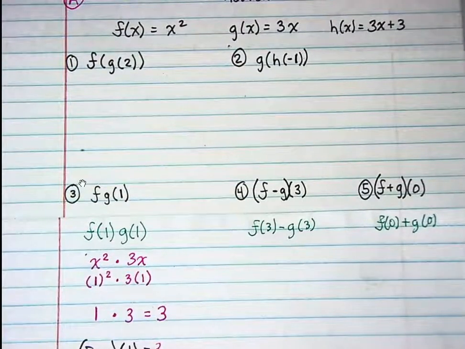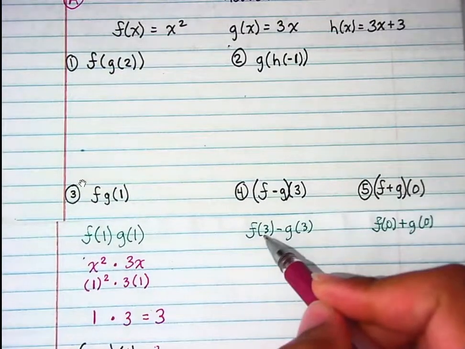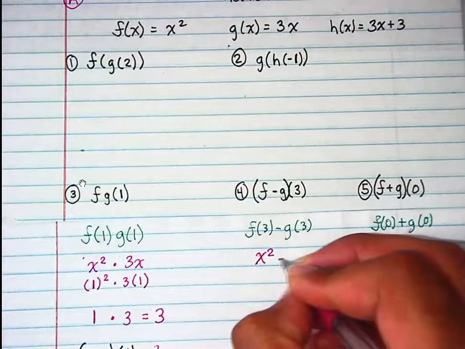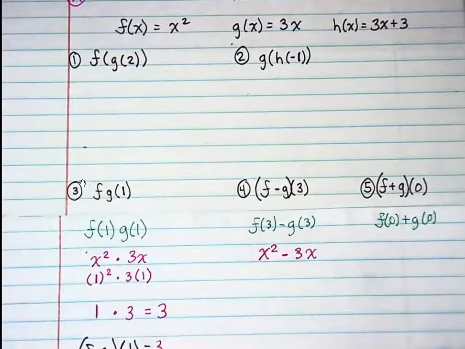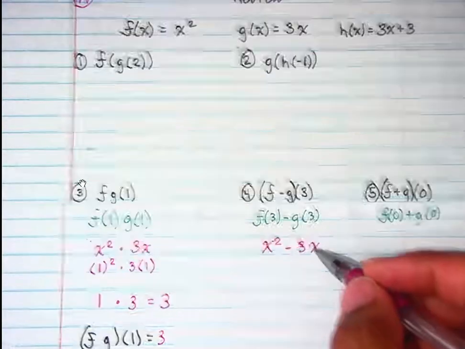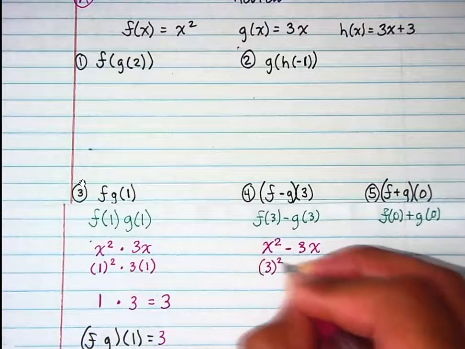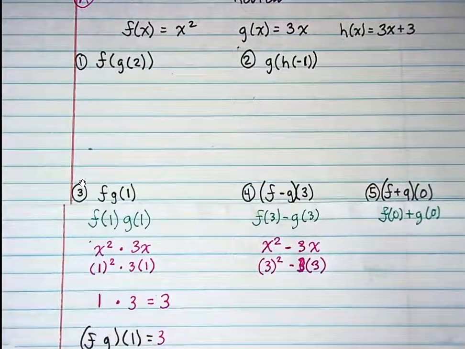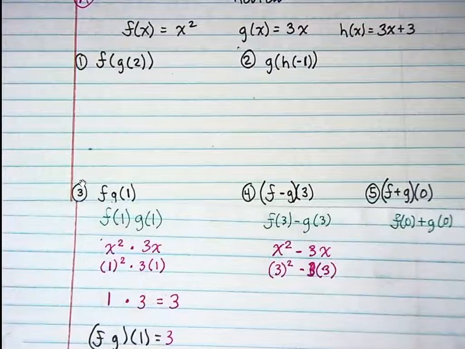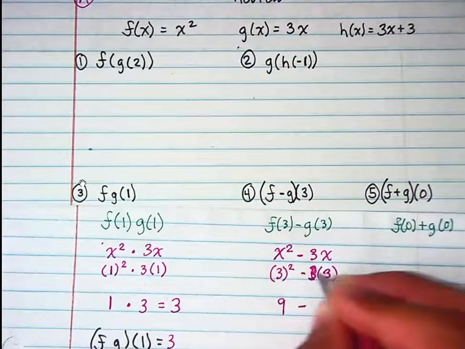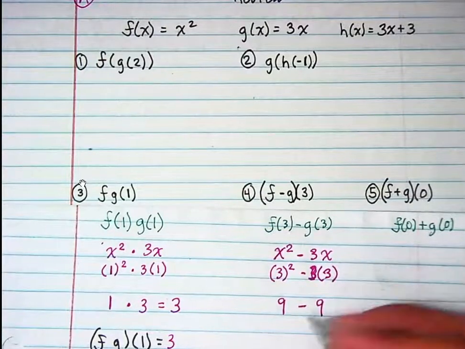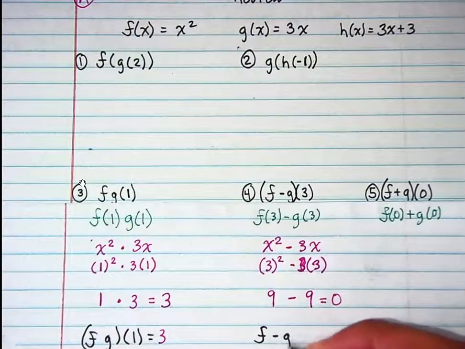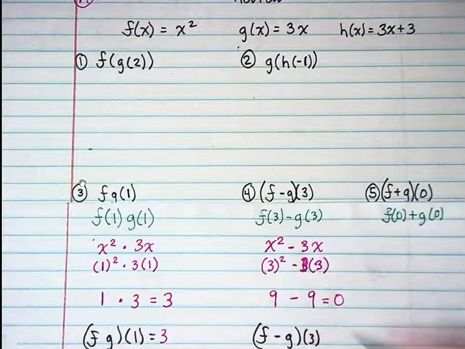All right, same thing's going to happen for these next ones. So again, when it comes to f of 3, f is x squared again. Again, g is 3x. We're going to substitute 3 into it now for each x. So we get 3 squared, and x is 3. It's a positive 3 here and a positive 3 there. So this is 9 here. Minus 3 times 3 is 9. And we get a 0. So f minus g of 3 equals 0.